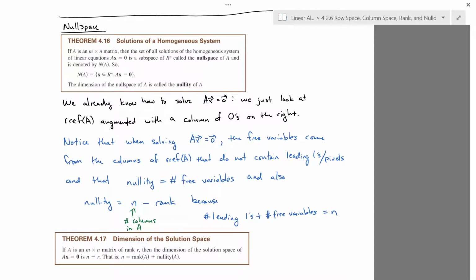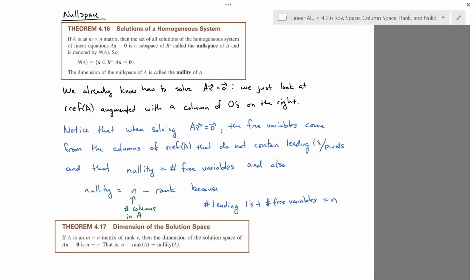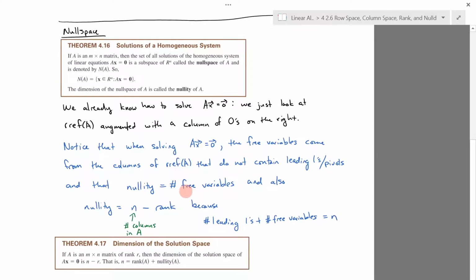Before we look at an example, you should notice that when you're solving this homogeneous equation, the free variables come from the columns of the row reduced echelon form that do not contain the leading ones. Because the leading ones tell you the rank, the dimension of the null space, which is called the nullity, comes from the free variables. So the nullity is the number of columns in the matrix minus the rank, because the number of leading ones plus the number of free variables has to be the same as the number of columns.